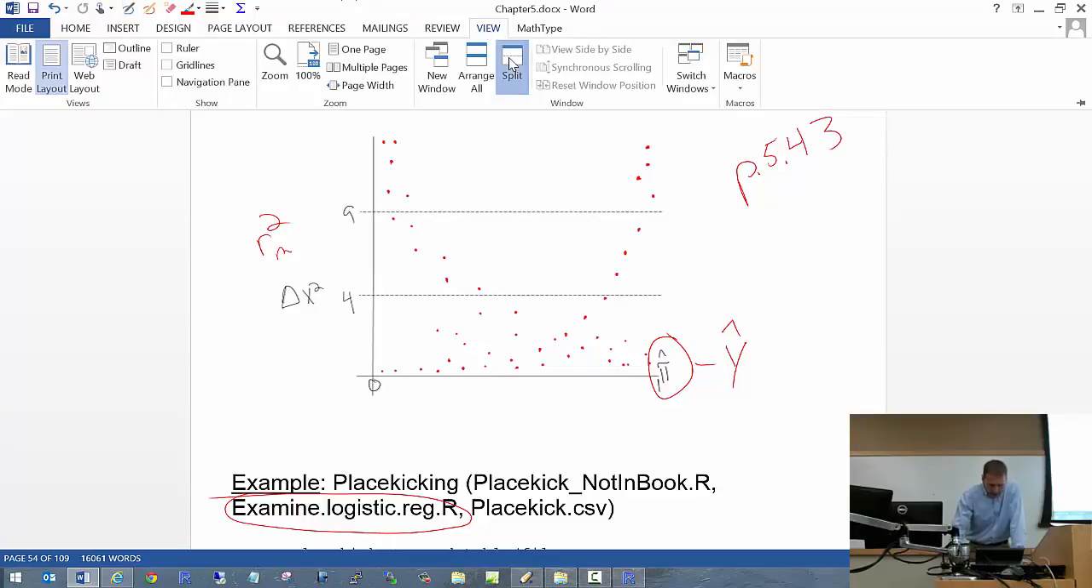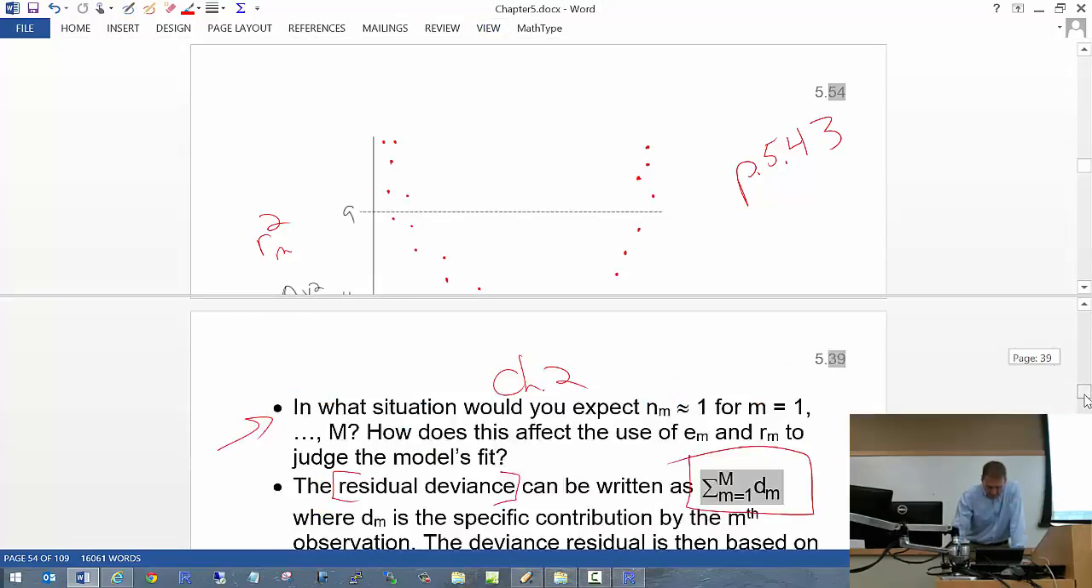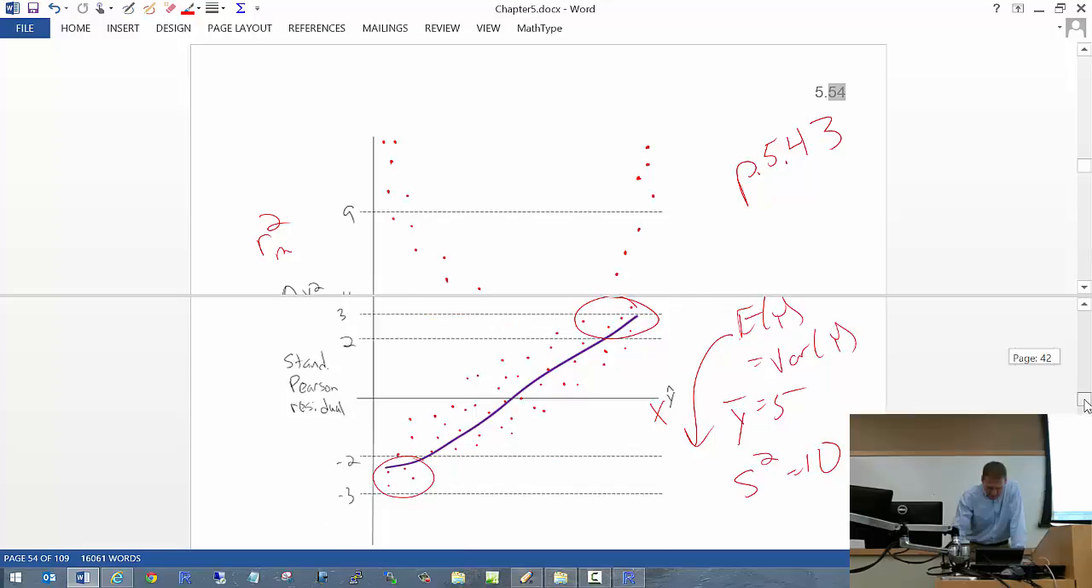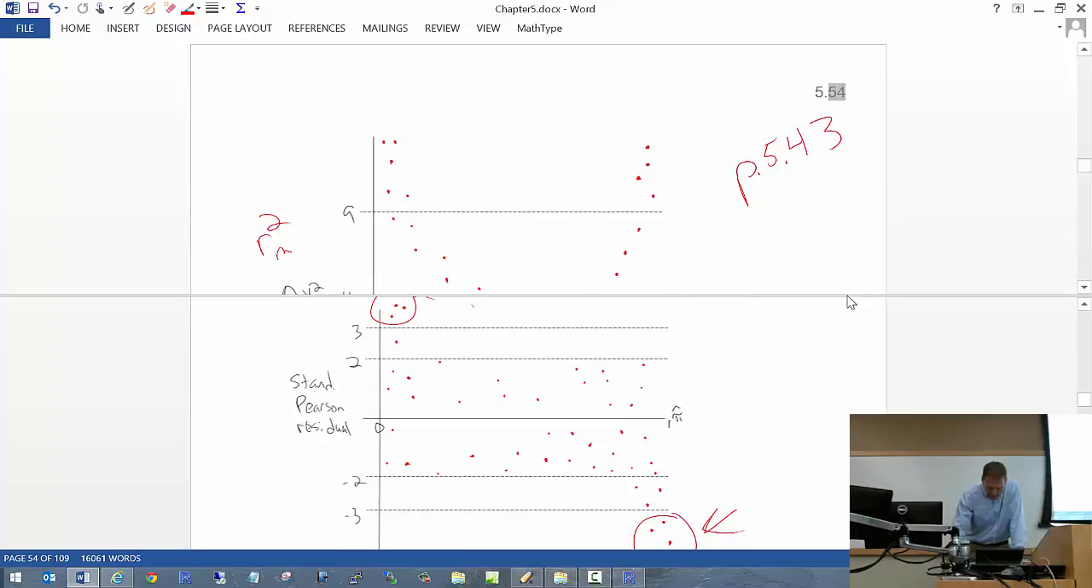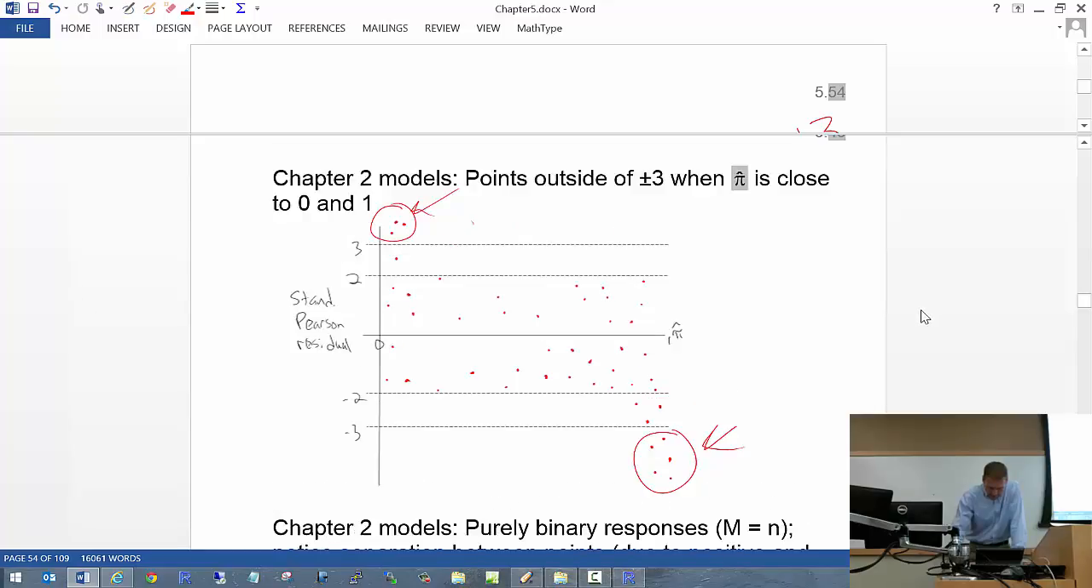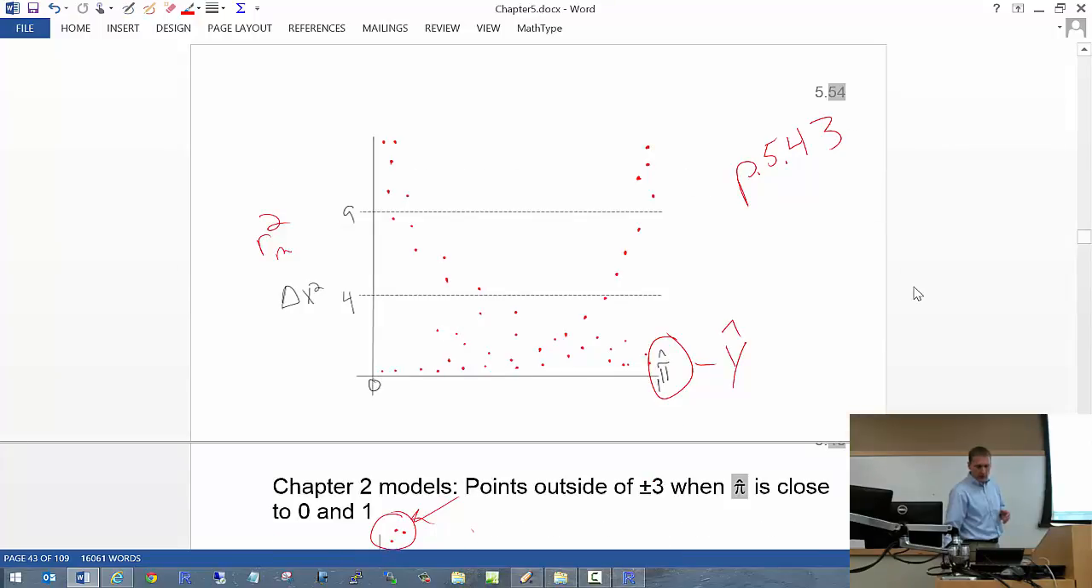Let me go back there. Okay, remember that plot? And what did we say? Well, it is not necessarily something to be concerned about to have these values outside of this plus or minus 3, and the reason being is because that standard normal approximation often doesn't work there. So when we take a look at it in this perspective, it's just a squared version of it.